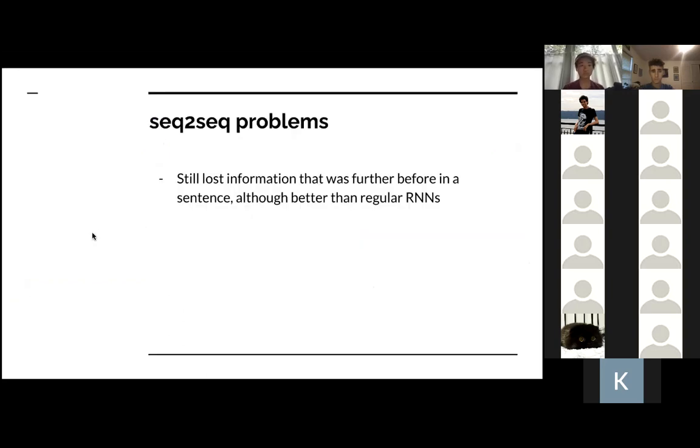But we still have some problems. Even though they're better than RNNs for remembering information, they still lose information that was further along the sentence, although they were better than RNNs.